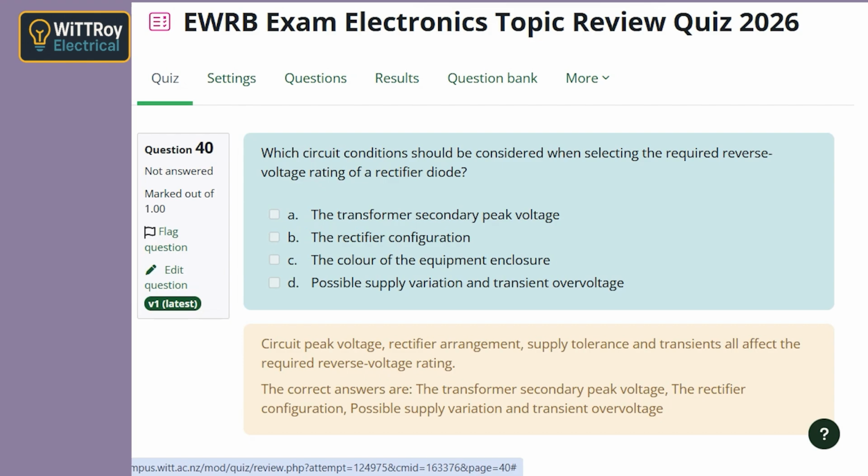Circuit peak voltage, rectifier arrangement, supply tolerance, and transients all affect the required reverse voltage rating. Right, I must consider both the normal supply voltage and any transient or switching voltages.